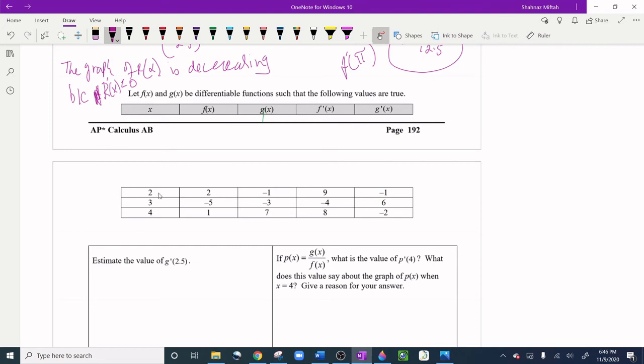They are giving me x values, all of these. I'm going to write them right here. These are x values. This is f of x. This is g of x, like y values. This is f prime, like a derivative. This is g prime, like a derivative.